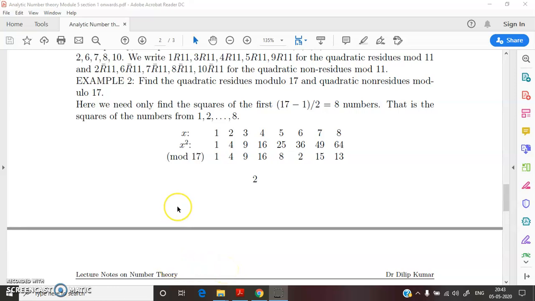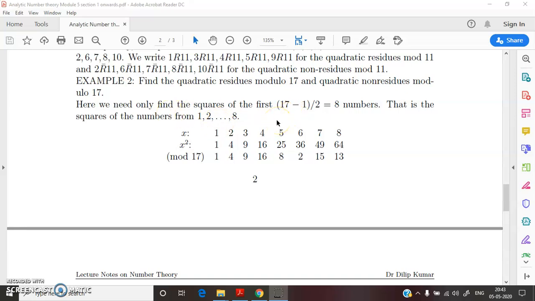Next, we will be discussing one more problem on quadratic residues. That is, find the quadratic residues modulo 17 and the quadratic non-residues modulo 17. This is in continuation to the problem of quadratic residues mod 11. So let us see how to find the quadratic residues.